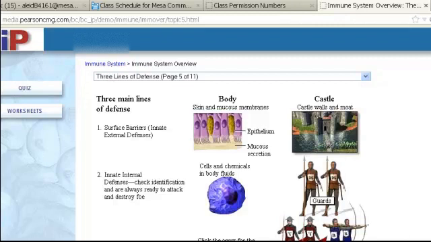Because it's internal and it's non-specific. Our third line of defense is also going to be internal, but it's going to be specific. And in this case, we're talking about the lymphocytes. We mentioned a little bit about the lymphocytes last time. We mentioned the fact that there are two different types, even though they look very similar. There are T cells and B cells.